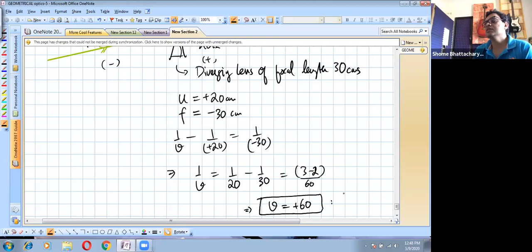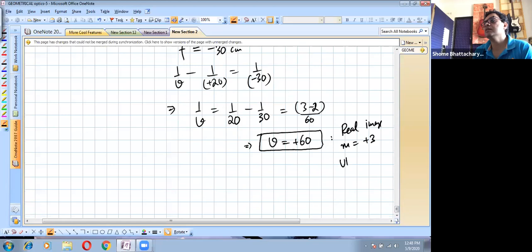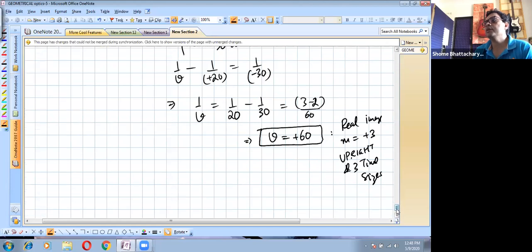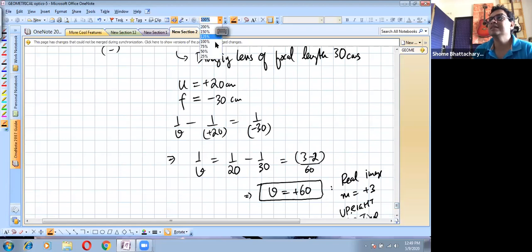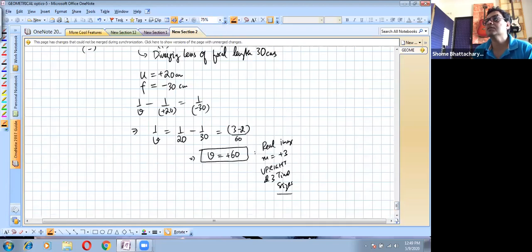So that means it is a real image with magnification factor becoming how much? Magnification factor being plus 3. So it is upright and 3 times the size. Now here actually there is no extended object. It was a point object. So 3 times the size will mean something else. So I'll come back to that. But first, just relate this with the ray diagram and make sure that this part is clear.